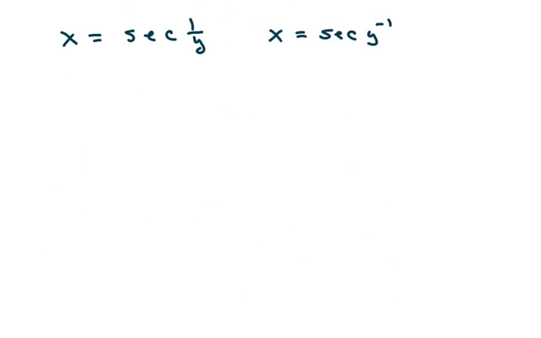And the last one we have is x equals secant of 1 over y. I went ahead and took the liberty of rewriting that as y to the negative 1. So, get started. The derivative of x is just 1. And the derivative of secant is secant of 1 over y times tan of 1 over y.